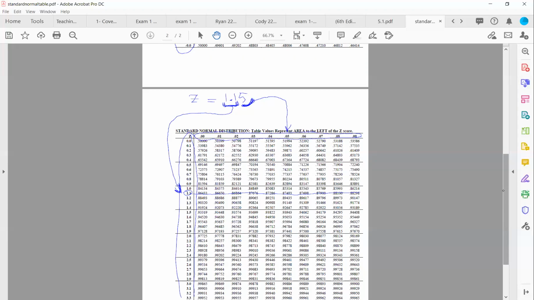Now, this is the column that shows the area. The intersection between this row and this column is 0.87. So P of Z is 87%.